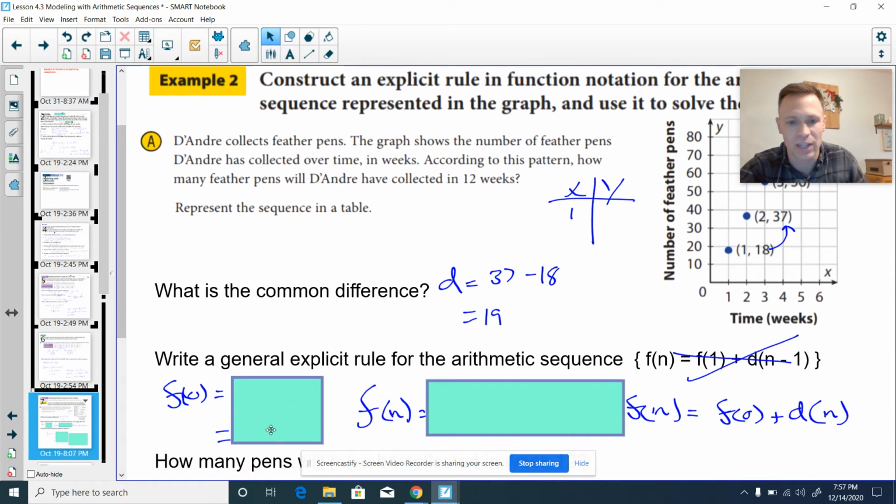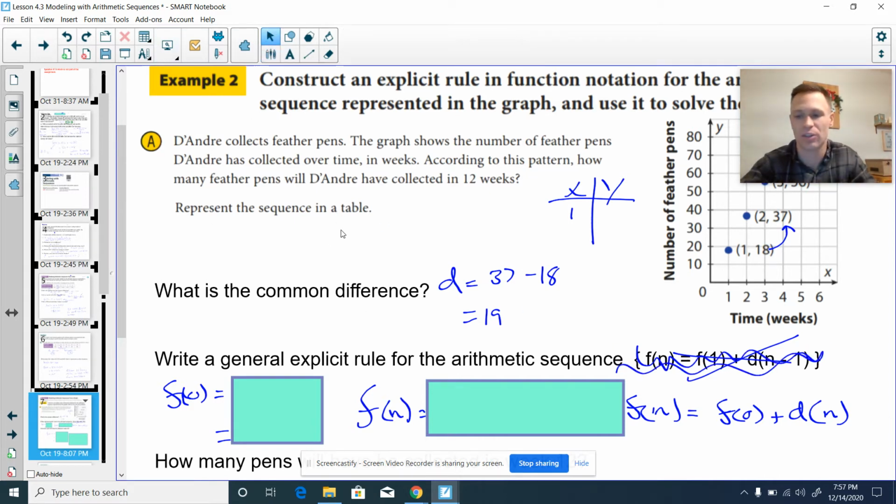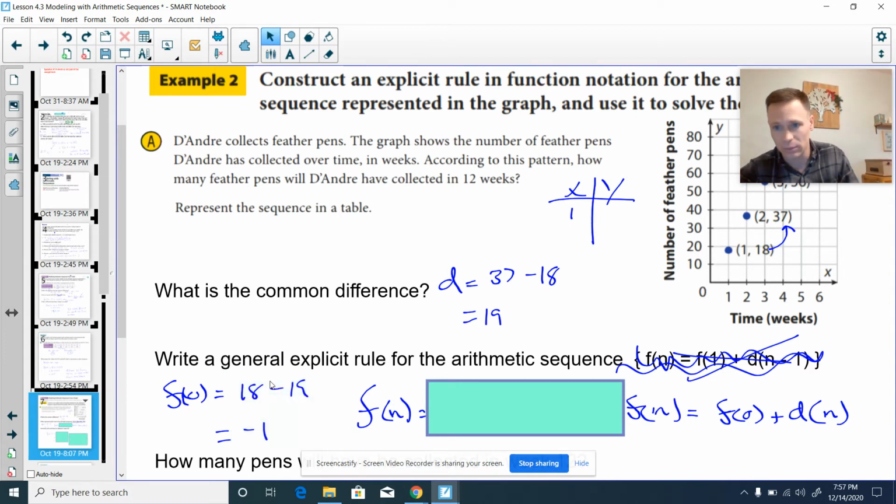Then I have to find my f of 0 in order to write my function, right? And again, I crossed this out because that was our old way of doing it in the past. We're not going to do that this year. So now we're going to look at f of 0. And truth be told, this is a bad example from the book, okay? Because look at what happens. I'm going to end up taking 18 and subtracting 19 to get my f of 0. Well, I get a -1, right?